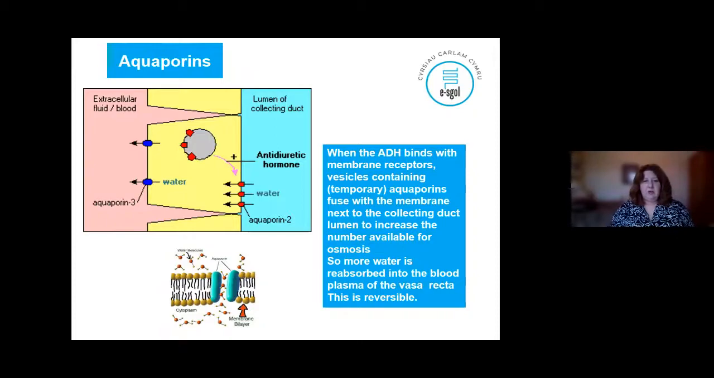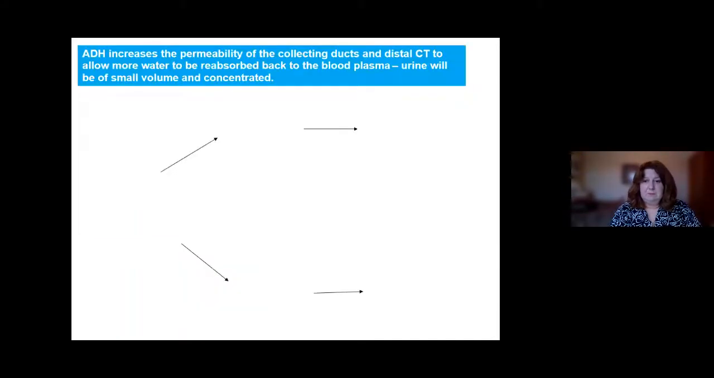So a little bit on the aquaporins. I think I've probably explained this already, but you can see there that there's aquaporins in red in a vesicle there, and antidiuretic hormone causes them to fuse with the membrane. So there's more channels available for water to move from the collecting duct into the blood. Okay, I just thought in terms of negative feedback, I'd say a little something here.